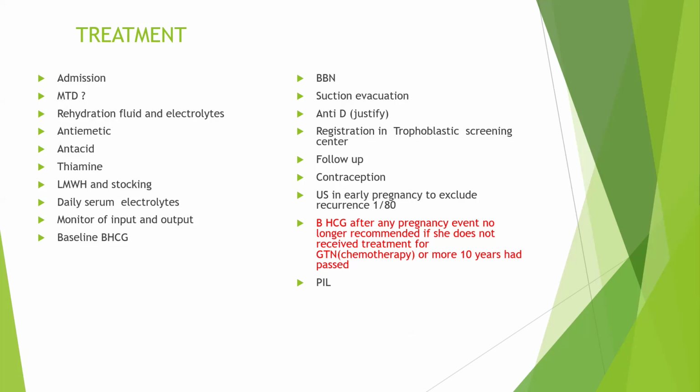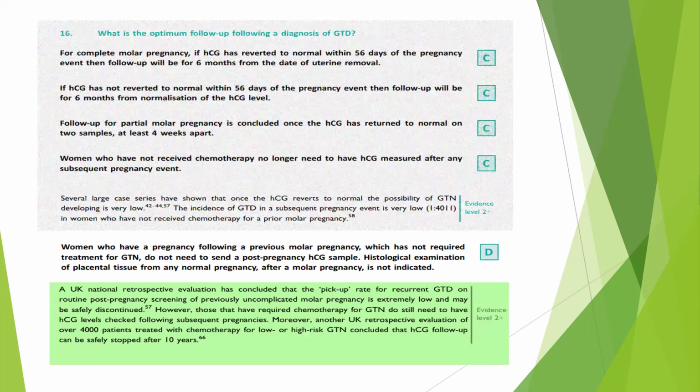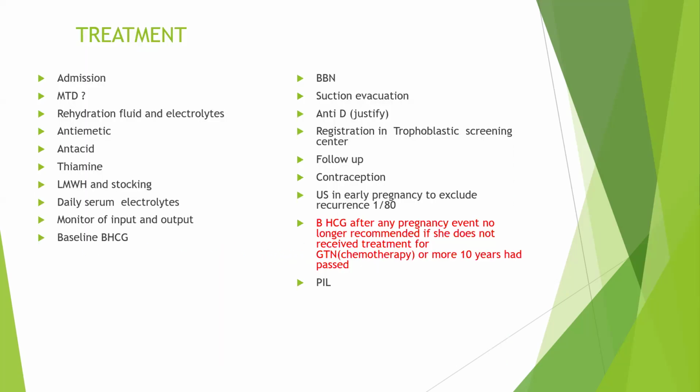The follow-up of the molar pregnancy: as you mentioned, if she has a complete molar pregnancy and the beta HCG returns back to normal within 56 days, she will need follow-up for 6 months only from the date of the suction. If it didn't return within 56 days, it will be 6 months from the date of normalization. In the partial molar pregnancy, according to the new Green Top guideline, it needs only two normal beta HCG samples, 4 weeks apart.